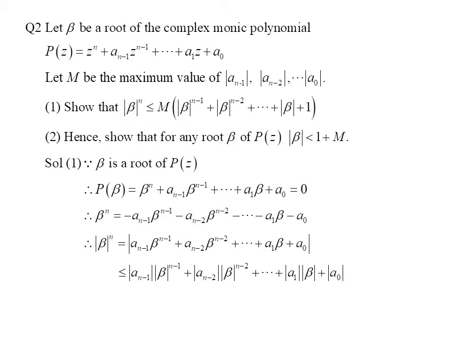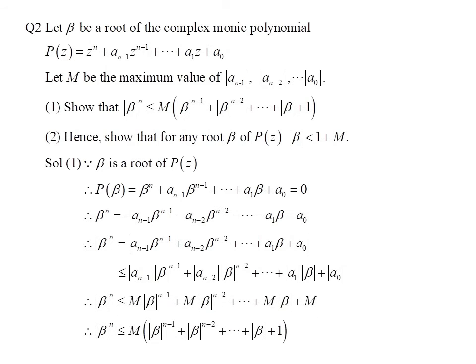Based on the principle that the modulus of the sum of all the terms is less than or equal to the sum of the modulus of all the terms, and according to the definition of M, we have the modulus of beta to the n is less than or equal to M multiplied by the sum of the modulus of beta to the power of n minus 1 and the modulus of beta to the power of n minus 2 and all the way up to modulus beta and 1.